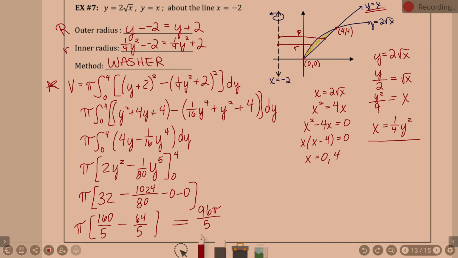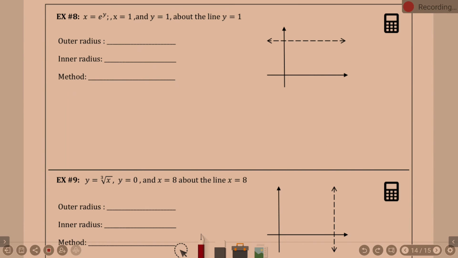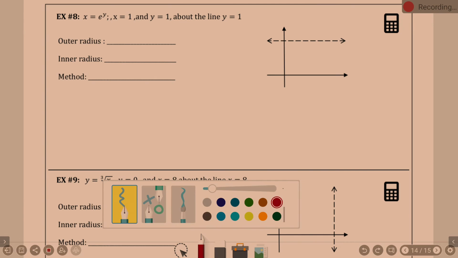Okay, you guys got what you need here? Okay. So if it's a calculator problem, really the big deal is all about the setup, right? That's what we're doing. And in all honesty, it's not that we couldn't do these by hand. Now there's one that I maybe wouldn't want to do by hand, but most of these I could do by hand pretty easily. We're working on the setup. Okay. x equals e to the y. x equals 1 and y equals 1. About the line y equals 1. Got that all in check? I did. Sort of.